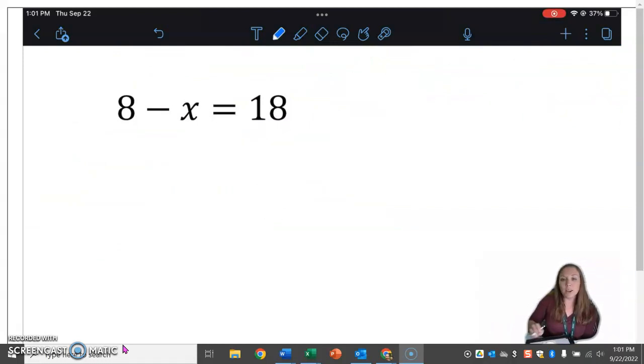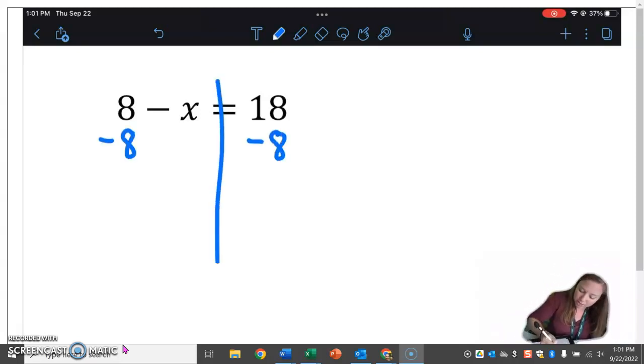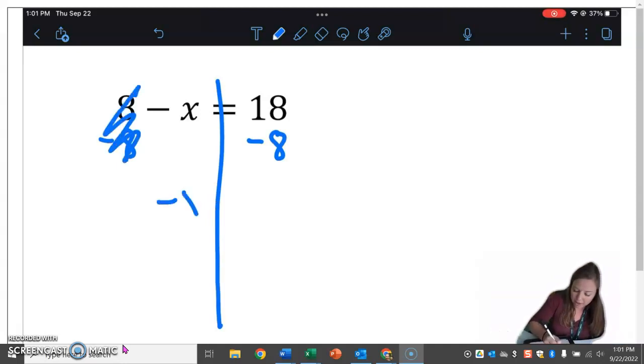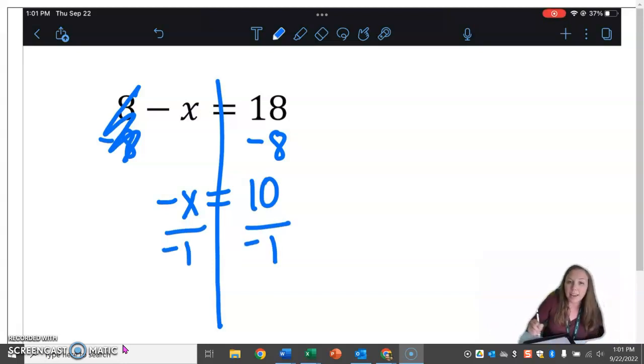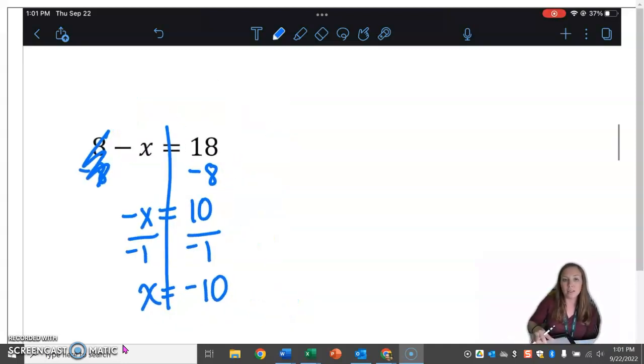So for this one here, the 8 is not connected to the x, so we're going to zero it out. It's positive, so we're going to subtract it. That will give me 0. And then be careful because there's actually a negative x left on the left side, equals 10. And then we have to divide by -1 on both sides. So if you get a negative x or a negative y, you need to get rid of that negative sign, so that way you figure out what positive x is. So x in this case would be -10.